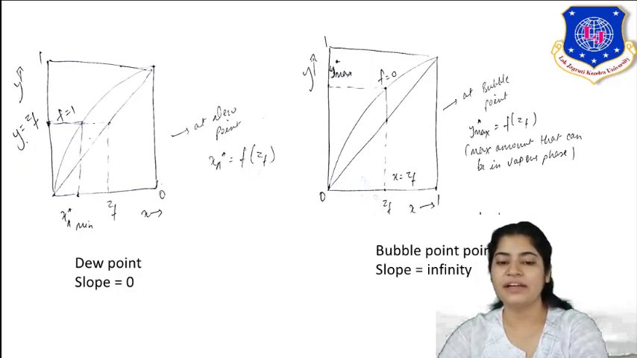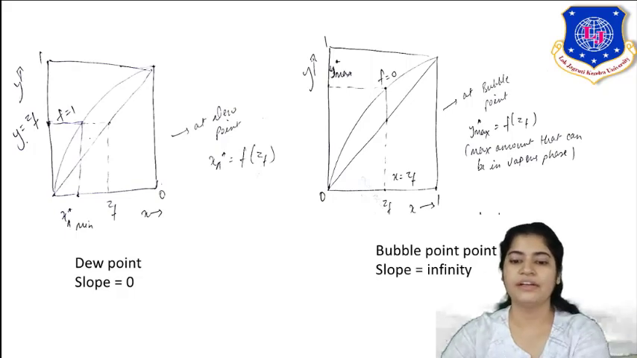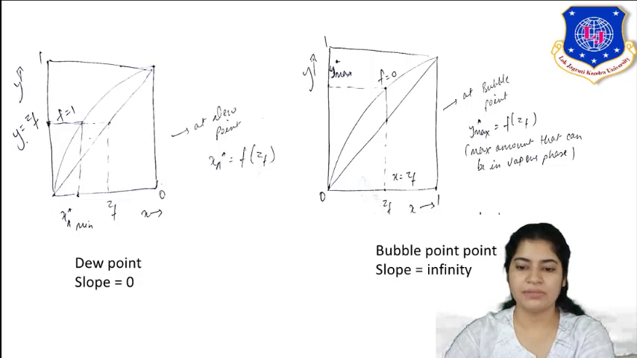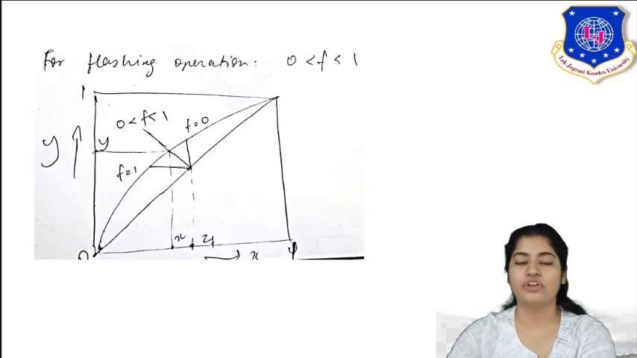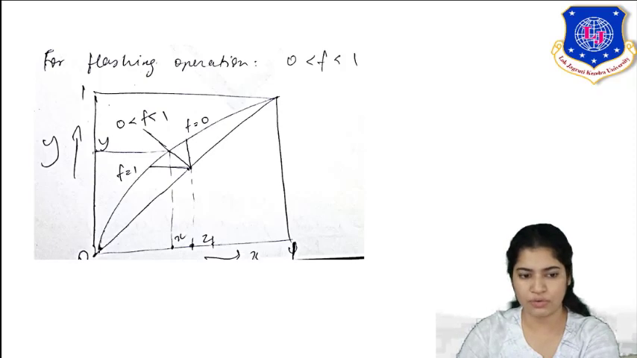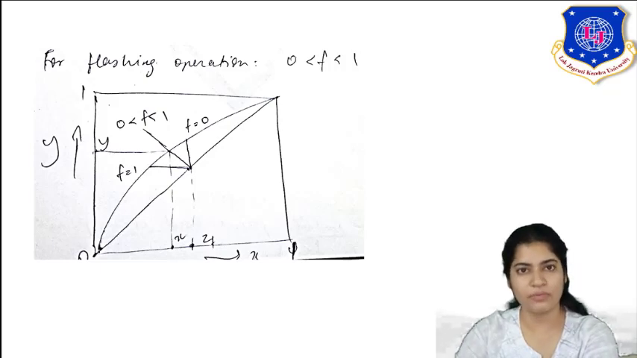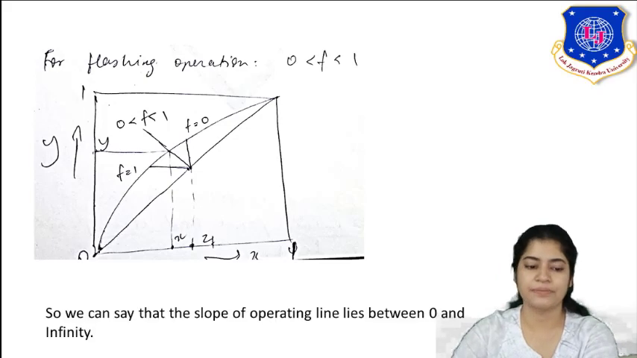Hence in the denominator your X is 0, and any term upon 0 is infinity. At bubble point, the maximum amount that can be in the vapor phase is the mole fraction of A in the vapor phase. So how is the normal flashing operation done? It is carried out in between 0 and 1. F equal to 0 is for bubble point, F equal to 1 is for dew point, and your normal flashing operation will take place in between dew point and bubble point.